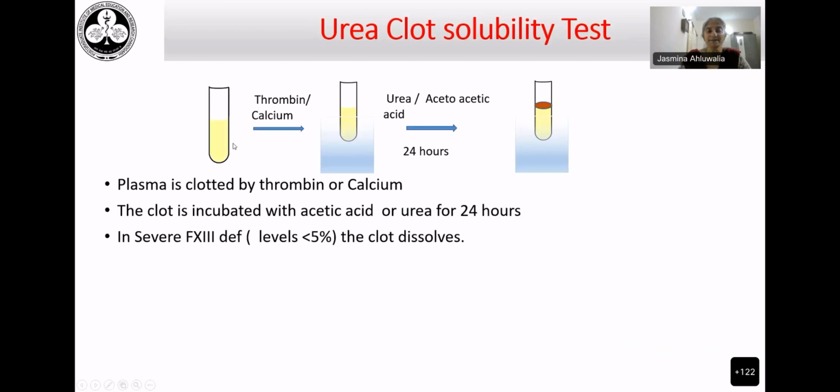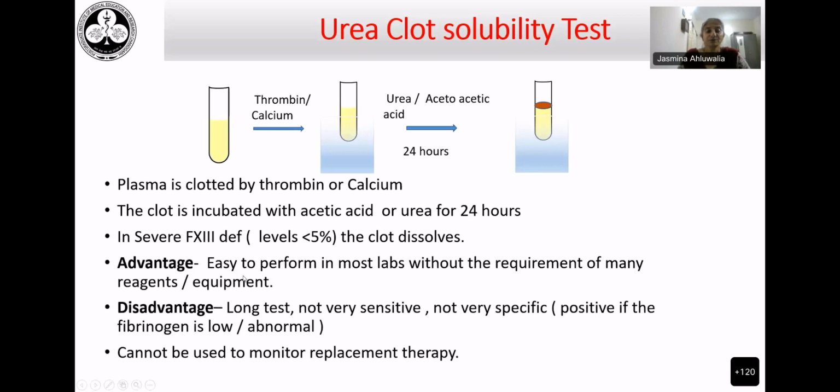So here what we do is we take the plasma. Now we try to clot it with thrombin or calcium. Once the clot is formed, we add urea or acetoacetic acid, which will try and break up the clot, and leave the tube undisturbed for 24 hours. If there is enough factor 13 in the sample, the fibrin will get cross-linked and it will form a stable clot. Nothing will happen on the addition of urea or acetoacetic acid. If, however, cross-linking doesn't occur because of a factor 13 deficiency, we won't see a clot after 24 hours of incubation.